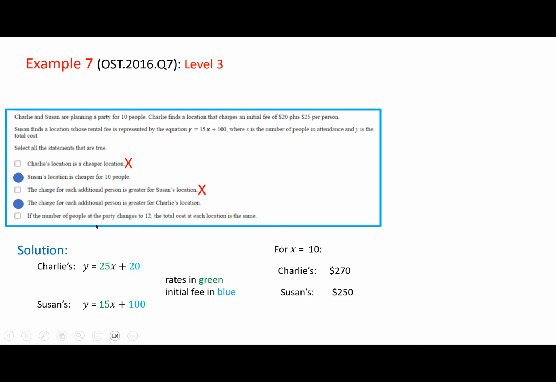If the number of people at the party changes to 12, the total cost at each location is the same. You can't answer this before finding the values. So when X is 12, we put 12 here. You get 320, you put 12 here, 280. And they're asking you, are they the same? They are not the same. That's it.